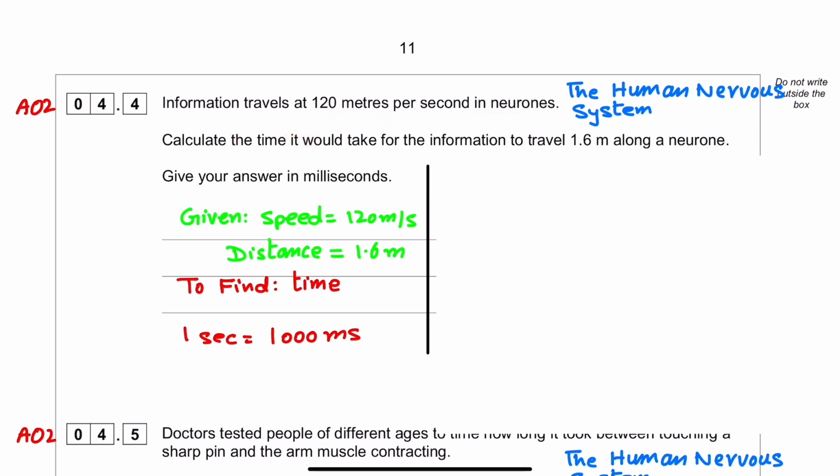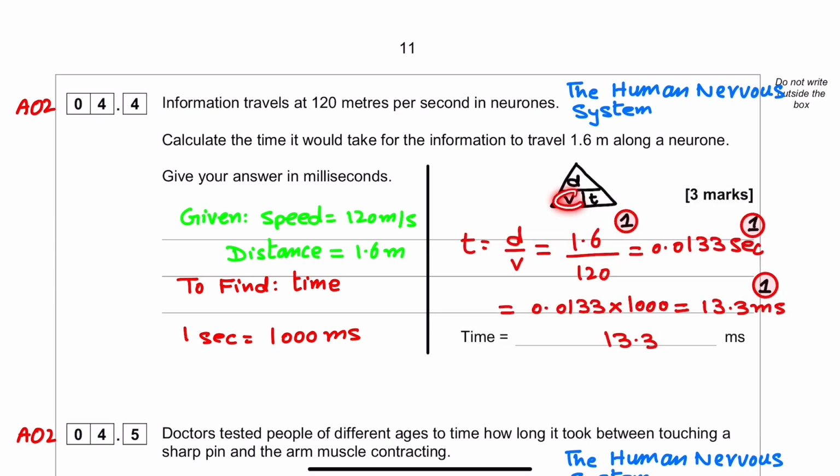So the speed is 120 meters per second. The distance which is given in the question is 1.6 meters. We need to find the time. And the demand of the question is that we need to give the answer in milliseconds. So 1 second is equal to 1000 milliseconds. Students need to use the formula of speed. The speed is distance over time, and they need to substitute the values. Let's see the model answer.